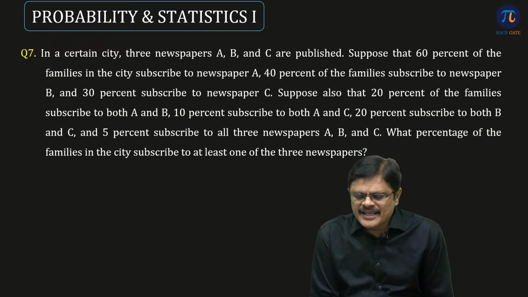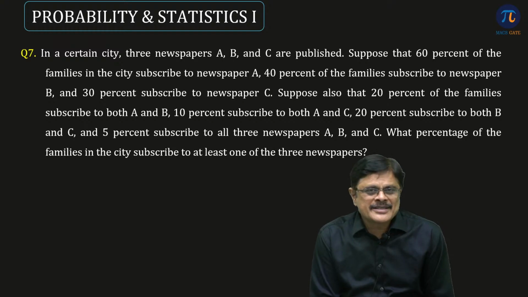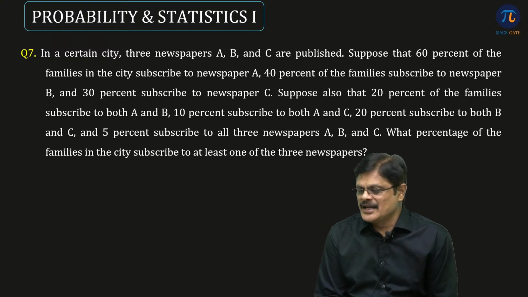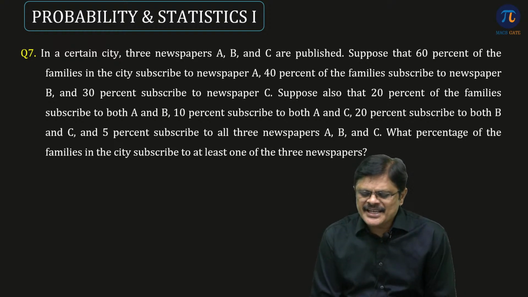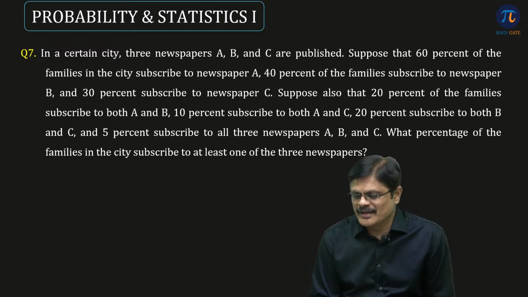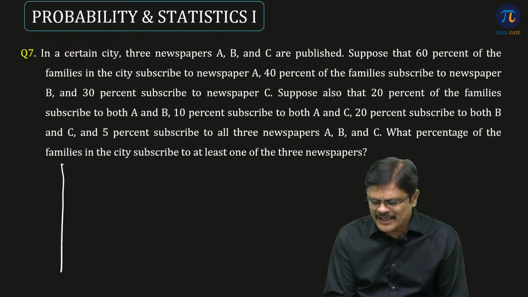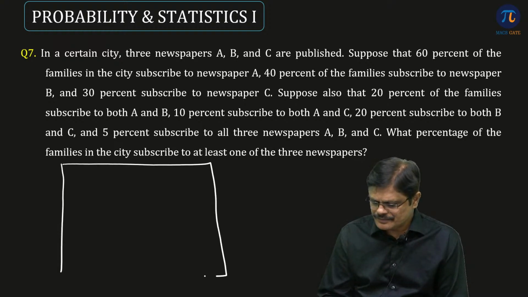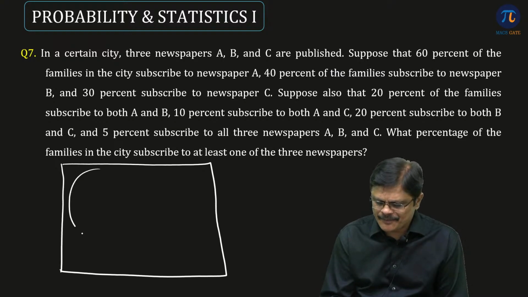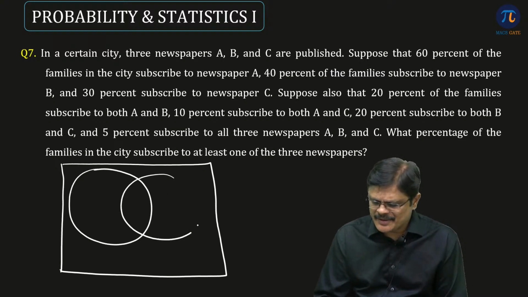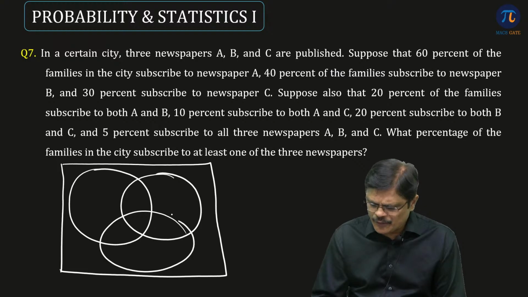In a certain city, 3 newspapers, A, B, and C are published. Suppose that 60% of the families in the city subscribe to the newspaper A, 40% families subscribe to the newspaper B. So let me draw this Venn diagram. There are 3 newspapers. If you want, you can write down what the newspapers are also. I am just calling them A, B, C.